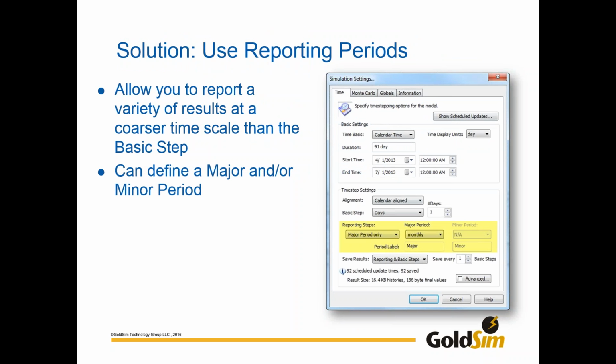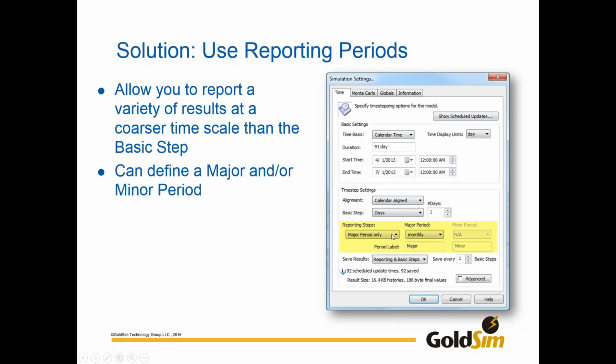So if you look at the simulation settings dialog, here's a model I've built. We're going to do calendar time. We're going to run it for 91 days with a daily time step. But what we've done down here, we said, in addition to having a daily time step, I want to have what we call reporting periods. And you can have 2 different types of reporting periods. Here I'm going to say I want to have a monthly reporting period. All right, I can have multiple categories of reporting periods if I wanted to.